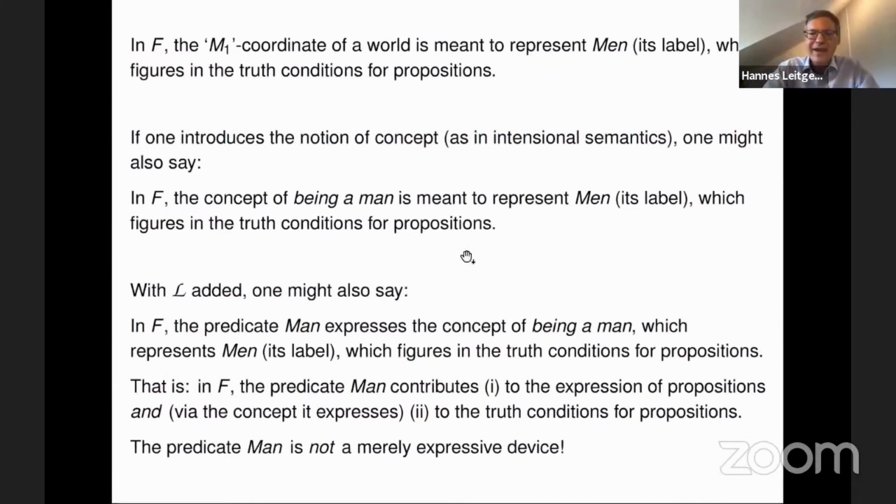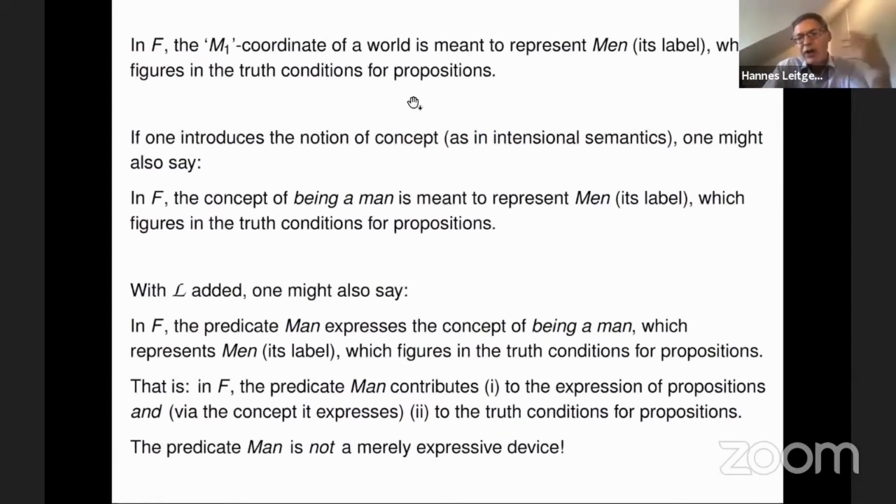So for example, in the framework, as you've seen, the M1 component of a world is meant to represent the set of men. That's the label that it has. Why do I know that the M1 component has man as its label? Because that was showing up in the truth condition, in the definition of actuality. There we compared the M1 component with the set of men. That figured in the truth condition ultimately for propositions.